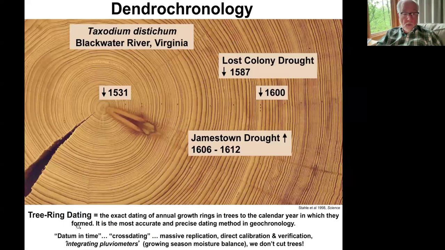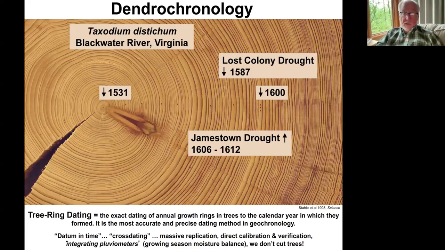Our starting point, our datum in time, is the outer ring on living trees, which here in Fayetteville, Arkansas, on April 25th, 2025 is going to be just the first formed cells for the year 2025. And we know that date, and then we cross-match the patterns of wide and narrow rings back in time. And it works because there's only one history of growing season drought and wetness in a given climate province, and almost all of the trees share that history of climate.